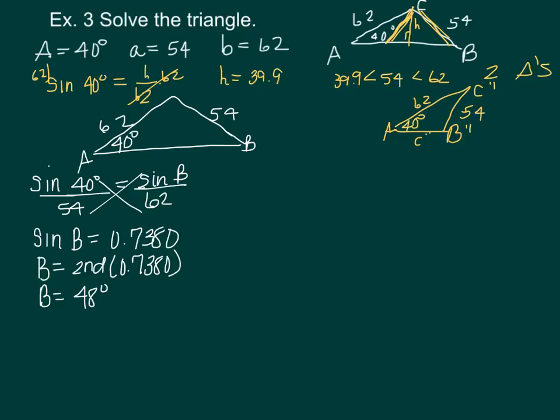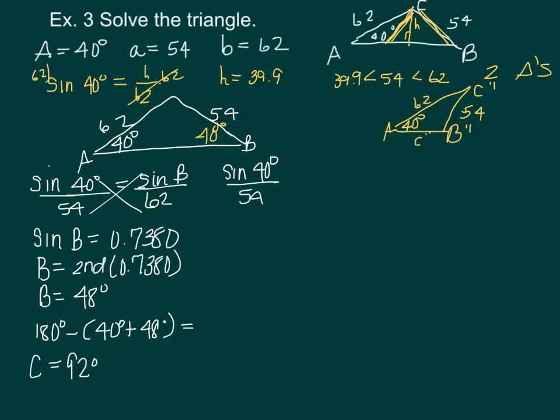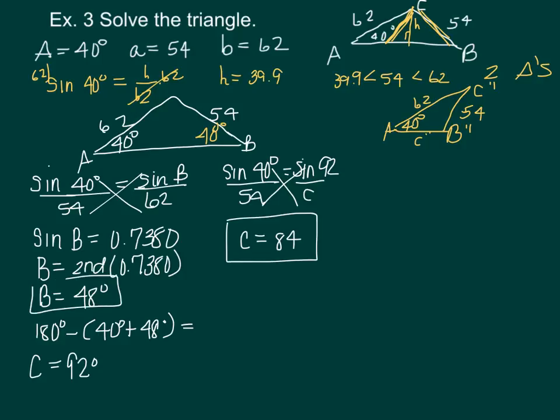So if we have angle A and B, remember you add them up and you subtract them from 180. And you'll get angle C is 92 degrees. And then I find little c by doing sine 40 over 54 equals sine 92 over little c. So I'm going to cross multiply, and I'll get little c is 84. So now that triangle is solved. And if you have problems getting those values, let me know, and I'll help you on your calculator.